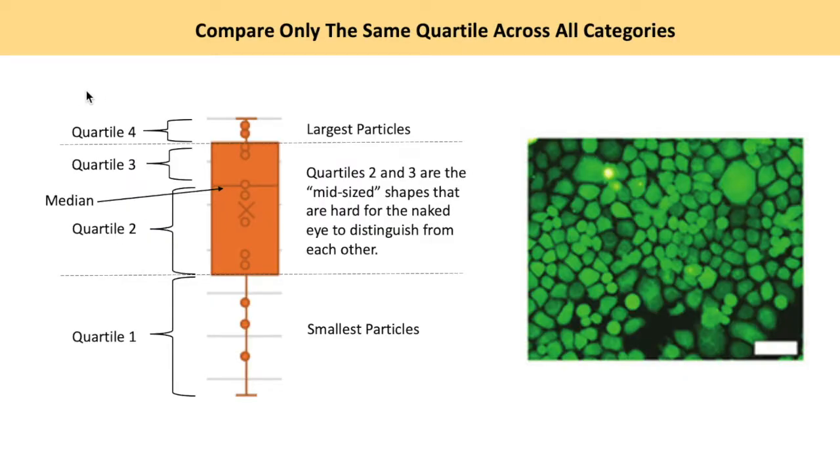But first, when studying a heterogeneous system, such as particles or cells, in this 2D culture, in which the cells come in different shapes and sizes, it's often helpful to calculate the quartiles of the distribution of the cell shapes such that you can compare the same quartile across different groups. And this often yields more useful information than comparing all cells collectively in bulk. For example, quartile 4 represents the largest particles, while quartile 1 represents the smallest particles. And quartiles 2 and 3 represent the mid-sized shapes that are often hardest for the naked eye to distinguish.